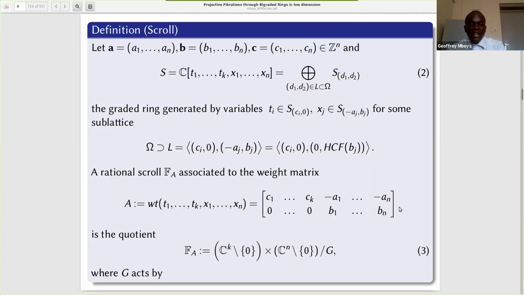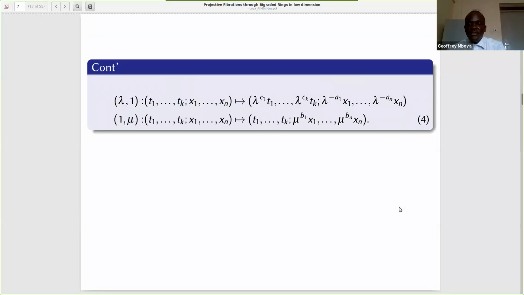A scroll will be defined as the quotient of the punctured affine space C^k cross C^n by G, where G acts as follows. We split it into two. Lambda acts on a general element (ti, xj) by taking it to (lambda^ci ti, lambda^(minus aj) xj), and mu acts on a general element (ti, xj) and takes it to, so the ti are fixed, but the xj are taken to mu^bj xj.